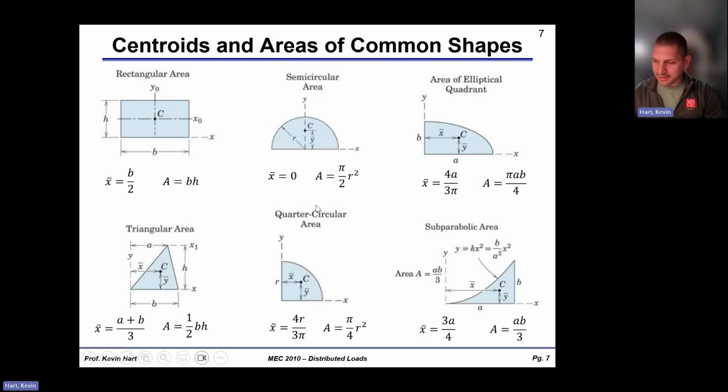We have other ideas of centroidal locations and areas for, let's say, a semicircular area, quarter circle area. These might occur in practice. These are common for modeling of let's say tires touching the ground, right, where you have a contact point, or maybe some elliptical distribution, some parabolic distribution. Here you go. If those ever come up, you have a reference here in the slides to take a look at some of these other different types of areas.